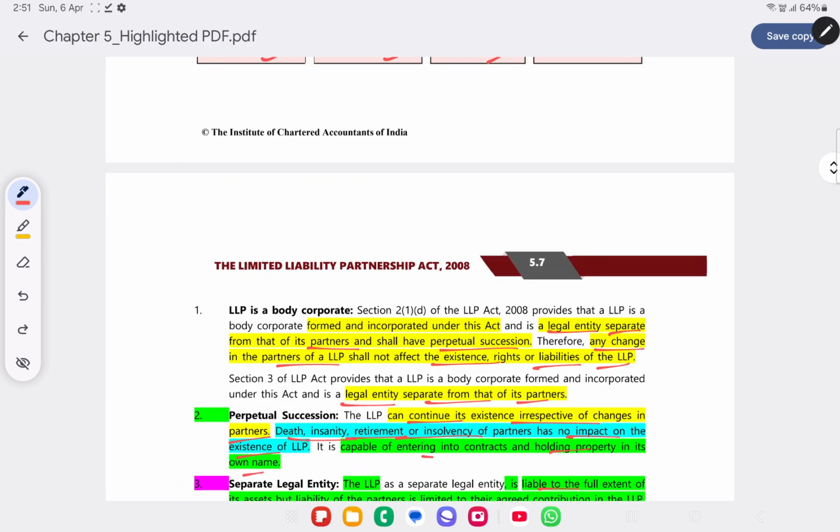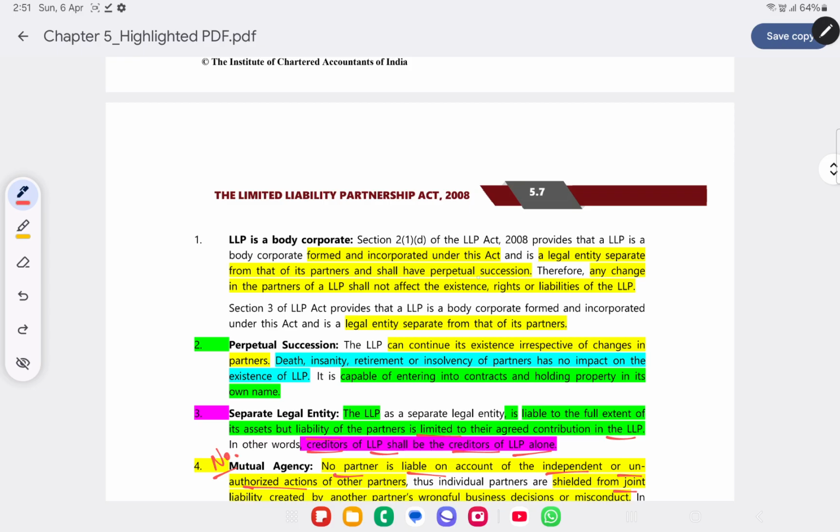So LLP is a body corporate. As we already know, LLP is a body corporate. It is a separate legal entity. I think this is something that we already know. LLP is a body corporate. It has perpetual succession. Any change in partners will not affect the existence, rights, or liabilities of LLP.